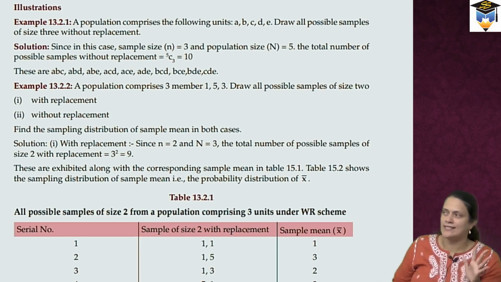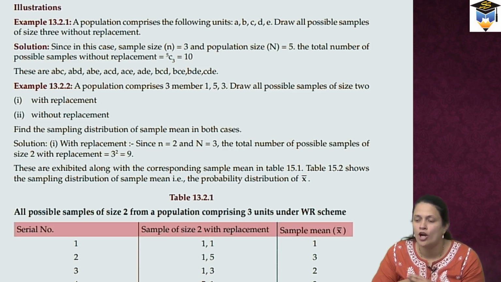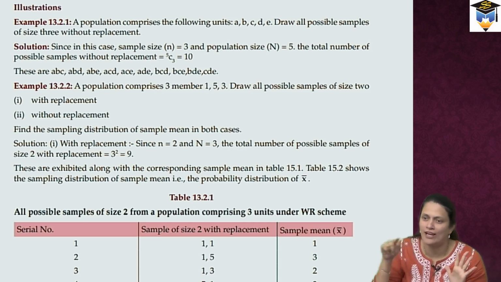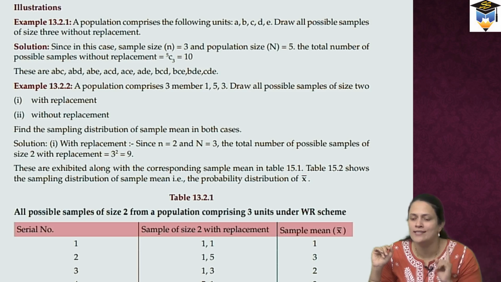Now let us take this example. Pay attention everyone. A population comprises of the following units A, B, C, D and E. So how many units in all? 5. Draw all possible samples of size 3 without replacement. So size 3, what is the meaning of that? Value of small n is equal to 3. Capital N is going to be 5 because 5 units are there. So capital N is 5, small n is 3.